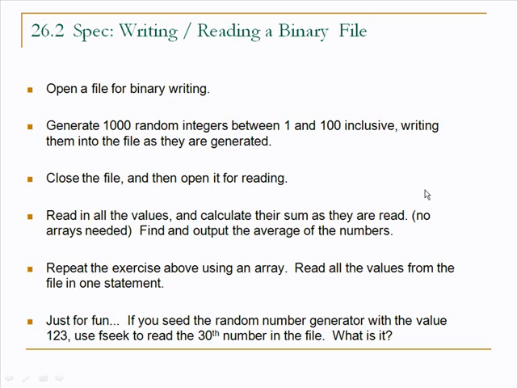Okay, so now we're going into the spec for reading and writing binary files. And here's the spec. We're going to open a file for binary writing and generate 1,000 random integers between 1 and 100, and we're going to write them into the file as they're generated, and then close the file. So let's go with this part first. Create a file for binary writing and put some random numbers in it, random integers.